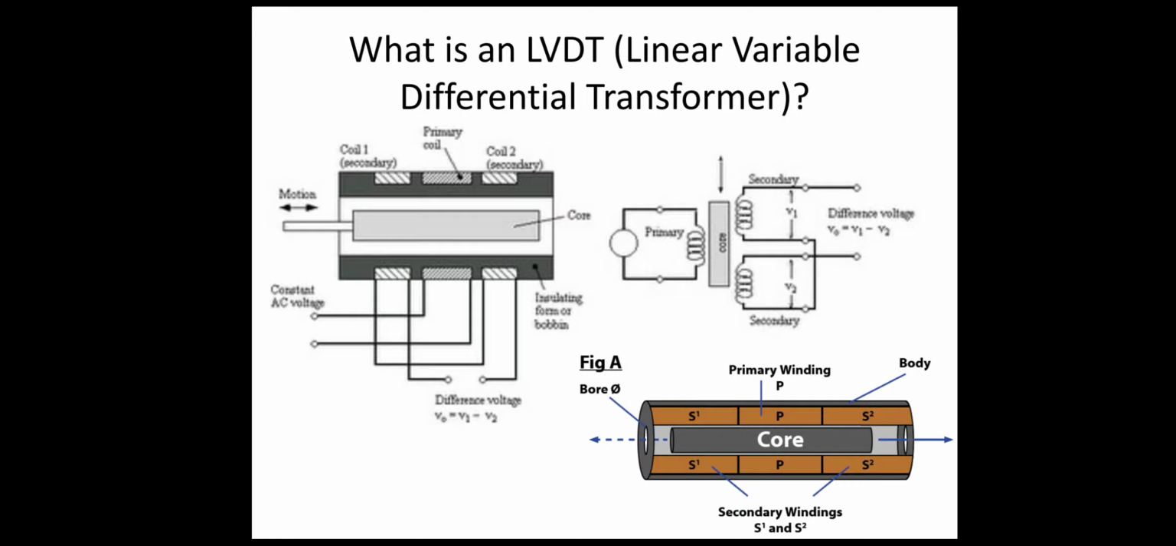So the output voltage is 0 when the core is at a central position, when the voltage induced in both secondary windings is the same, so the difference is 0. But as the core moves away from the central position in either direction, the output voltage increases, so this forms a measurement of the magnitude only, and one cannot predict the direction of the core movement.